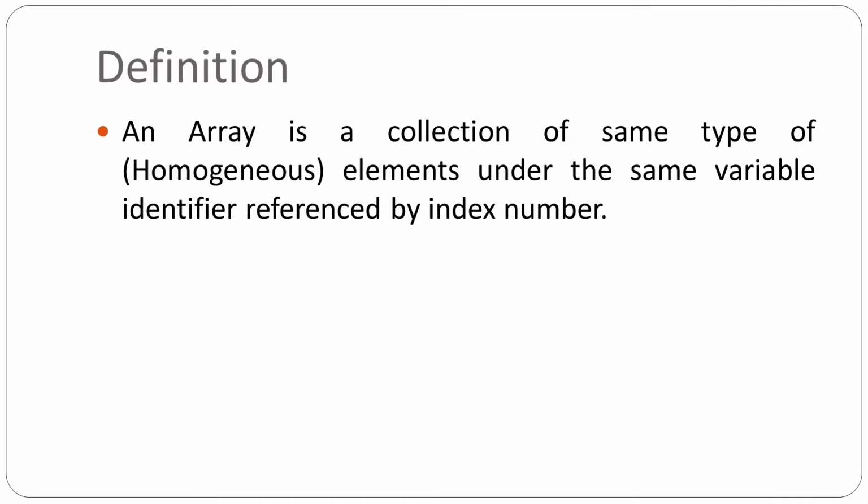So an array is a collection of the same type of elements, that is called homogeneous elements, under the same variable identifier, referenced by index number. So what is it actually?